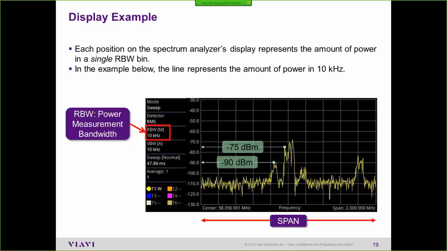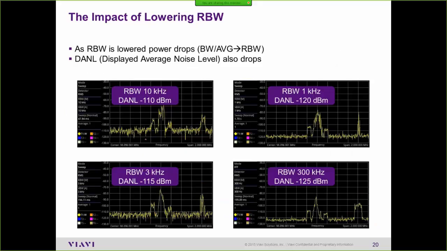Then I lowered the RBW and took another screenshot. This one is RBW at 3 kilohertz, and you'll notice now that the line has gotten lower, to about negative 115. The next screenshot, I lowered it again, from 10 to 3 and now to 1 kilohertz, and the line is down at about negative 120. And once more to 300 hertz, and now it's down around negative 125.